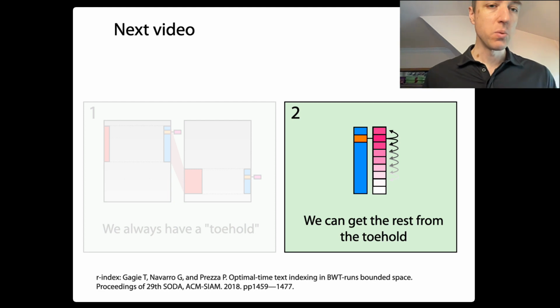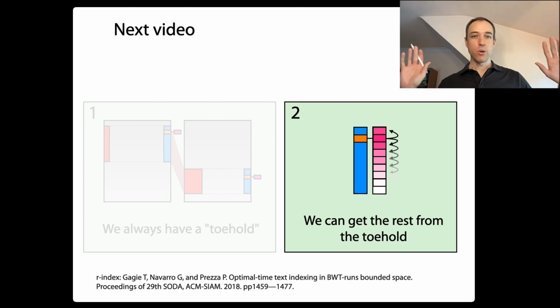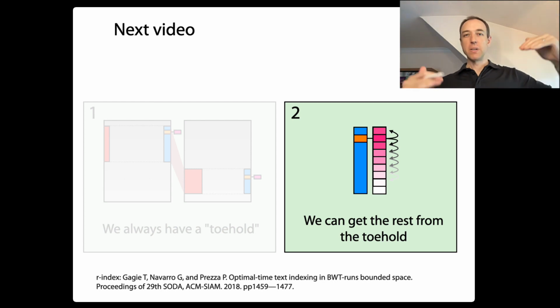In the next video, we will see how, given a toehold, we can go outward and figure out the locations of the rest of the matches that we are tracking over backward search.